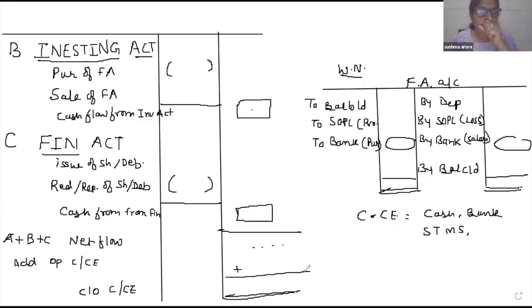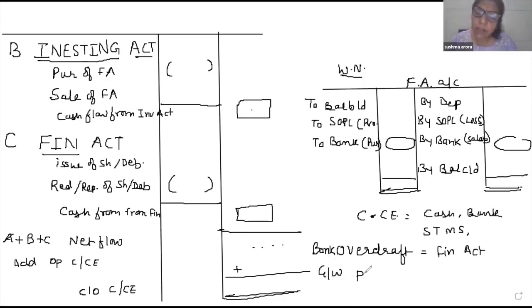Okay. Now one more thing which the students are confused, that overdraft, bank overdraft will always be treated under financing activity. Okay, and goodwill purchase will be always the part of investing activity. Be careful about these two. Okay, I'm sure now today you all are able to do the questions of cash flow statement.